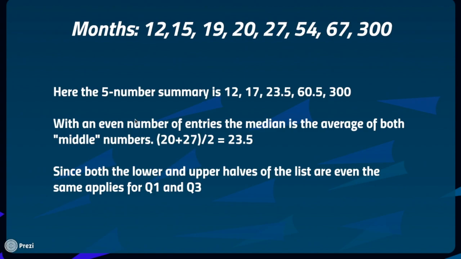And I'll change up the meaning behind it. Instead of this being concert goers, let's say this is how many months someone has been in a relationship. So I just added on another number to our list, 300, which so happens to be my wife and I's anniversary coming up, 25th anniversary. So we've been together or married for 300 months. And if we include that in the list, we can also work on a 5-number summary.